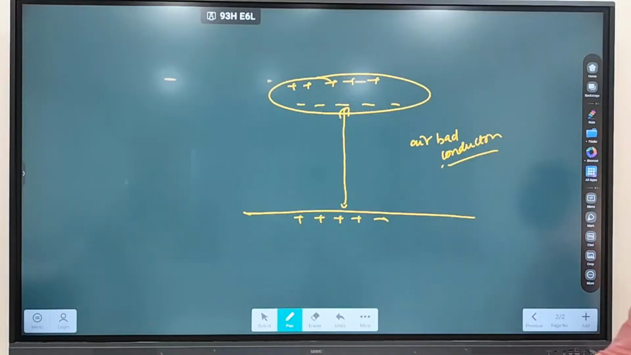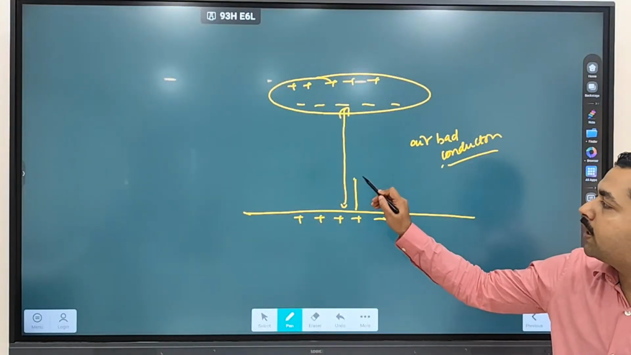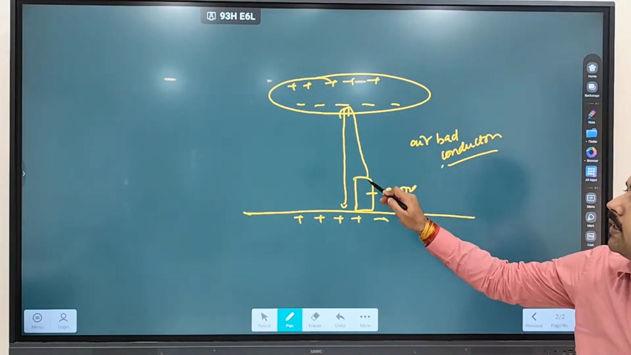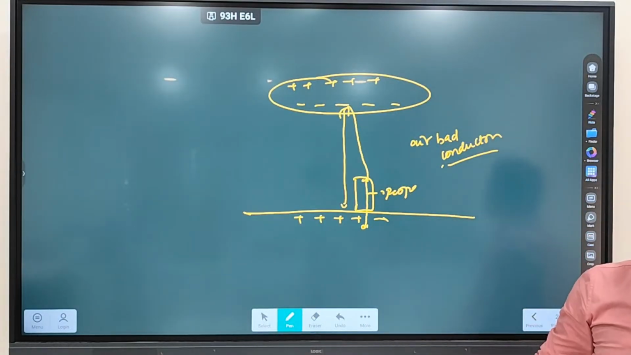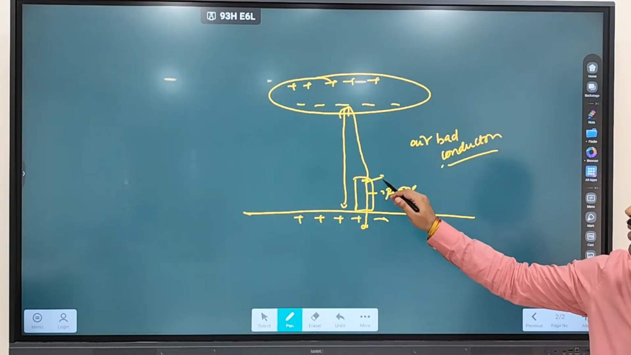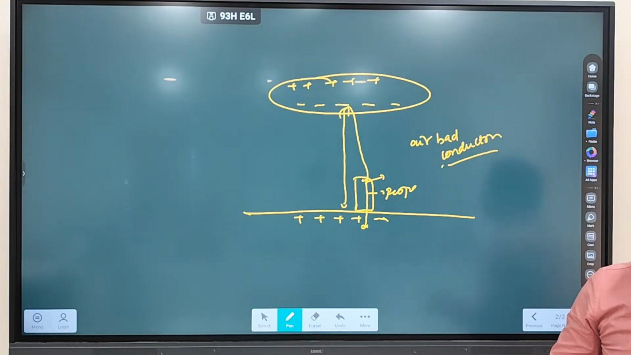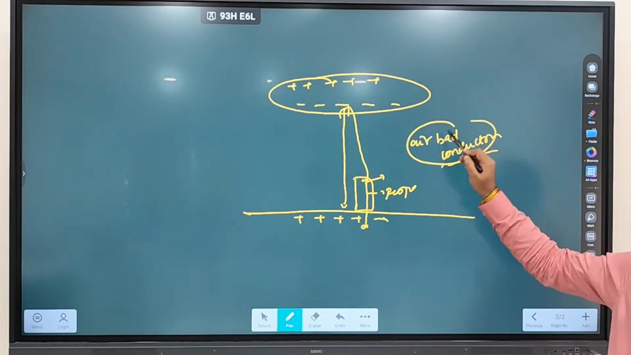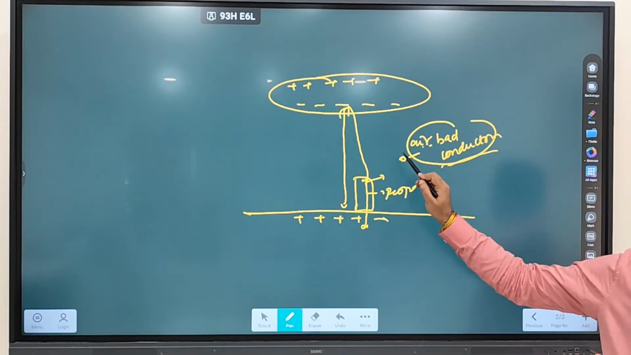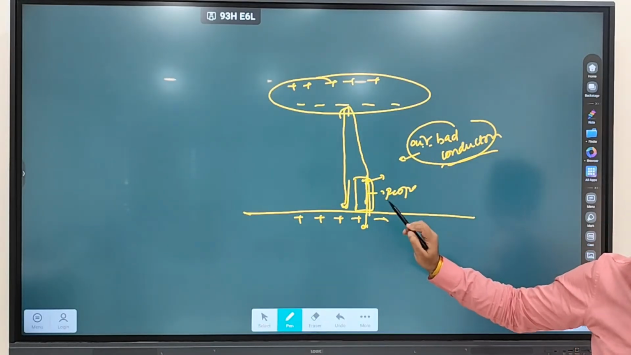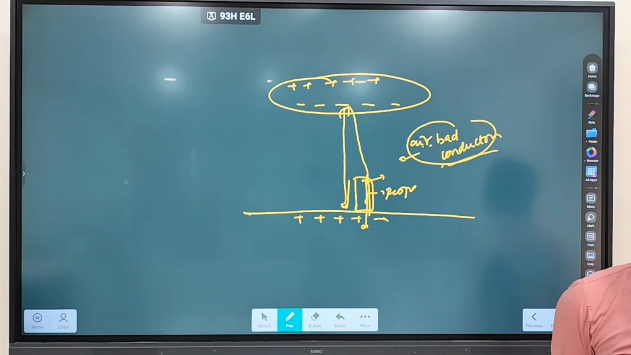Why? Let's say people are there, then what will happen? Lightning strikes the people because people are connected with the ground. Lightning strikes the people because our body is a conductor of electricity. It is a good conductor as compared to the air. So instead of moving through the air, it starts to hit people and so on. That's why lightning strikes people.